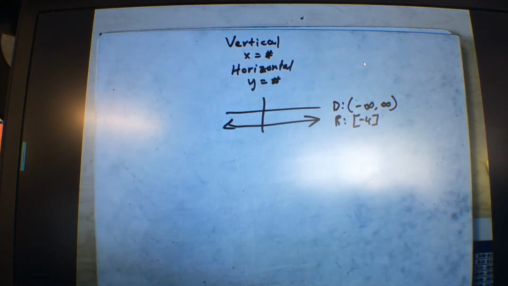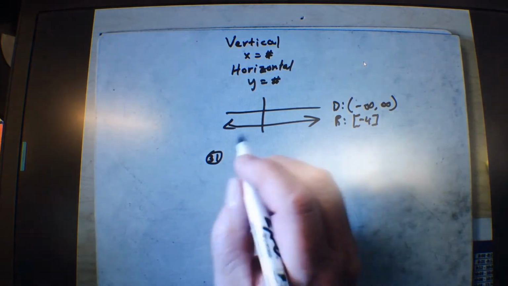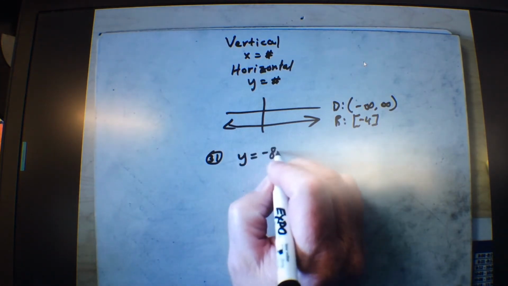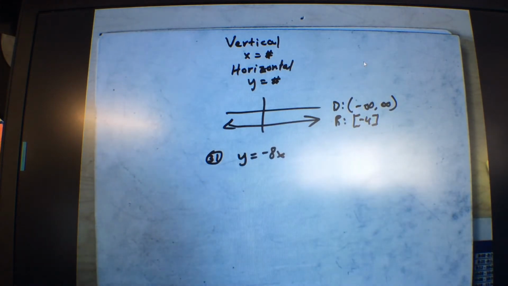All right. Now let's take a look at number 31. Y equals a -8x. Is this a vertical or horizontal line? I'm asking you, is it one or the other? Or neither? It's neither. Tell me why it's neither.